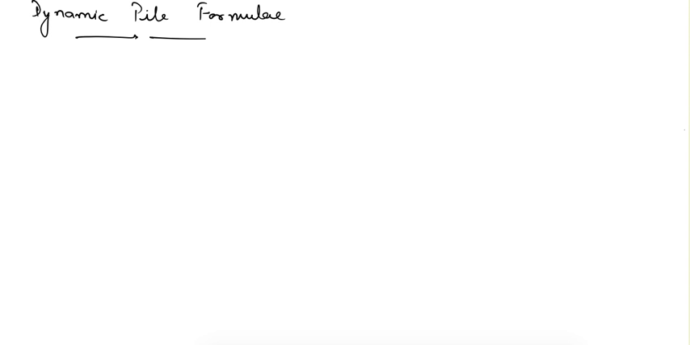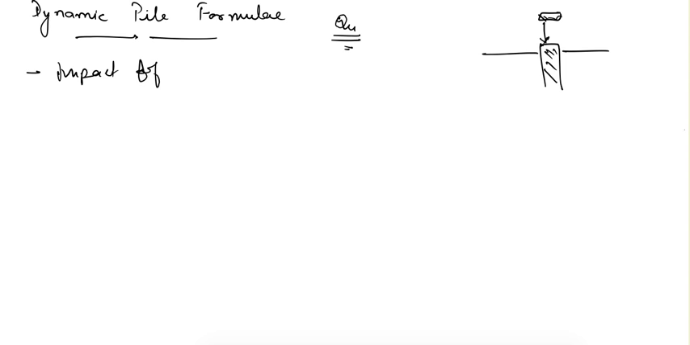Let's see the dynamic pile formula now, which can also be used to find out the ultimate pile load capacity. So in this case, we apply impact kind of loading. A hammer will be dropped on the pile, and that way we will find the ultimate pile load capacity. These formulae are based upon the impact of two free elastic bodies.